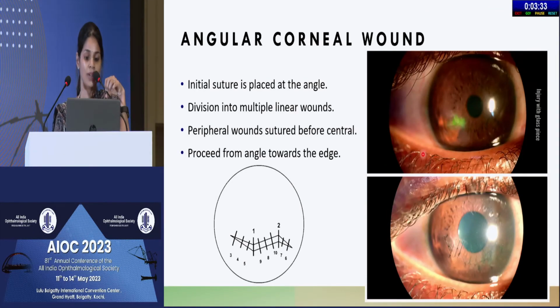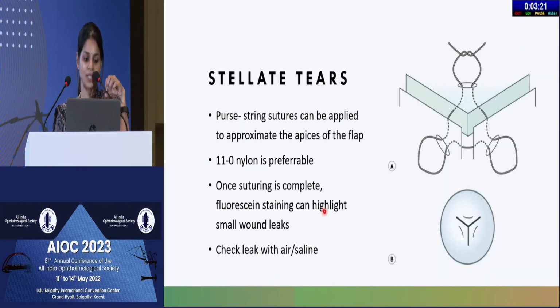So when you have an angular corneal wound like this, we can place the first bite at the angle itself, divide that into multiple linear wounds, and then start at the periphery and move towards the center. When you have stellate tears, these are a bit difficult to manage, so a purse string suture can be applied. For this, we can use 11-0 nylon, and once your suturing is complete, we can check for wound leak by using a Seidel's test or check with air or saline.